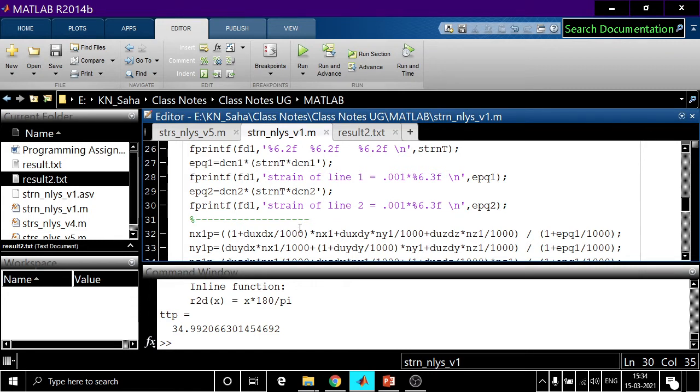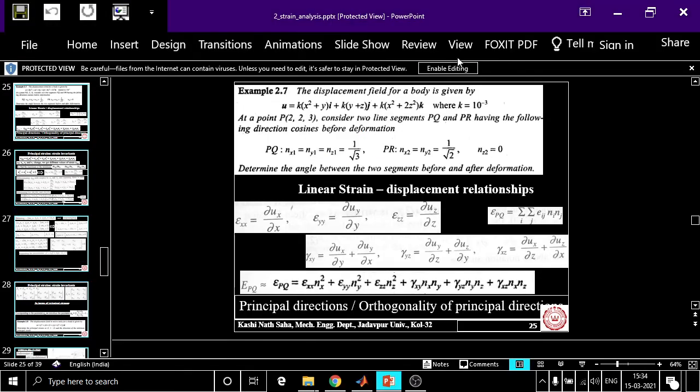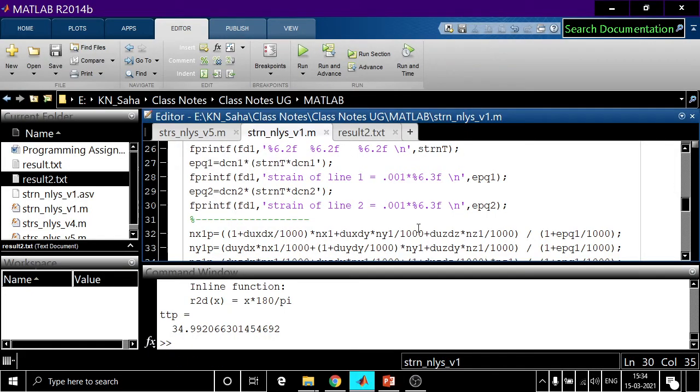Whatever, but that k value you need to take into consideration. In some other problem, it might be 10 to the power minus 4, minus 5, whatever. Okay, so that part is clear. How far have we proceeded? We calculated epsilon values for the two lines. Okay, what next?